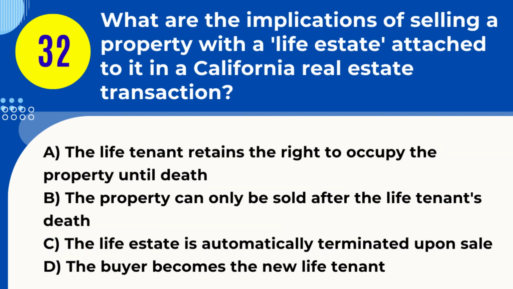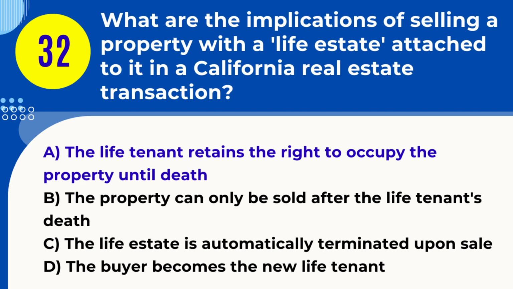Question 32. What are the implications of selling a property with a life estate attached to it in a California real estate transaction? A. The life tenant retains the right to occupy the property until death. B. The property can only be sold after the life tenant's death. C. The life estate is automatically terminated upon sale. D. The buyer becomes the new life tenant.